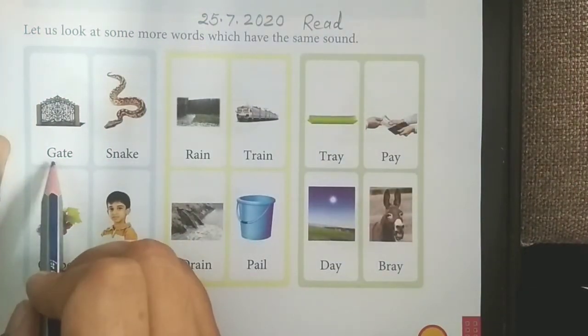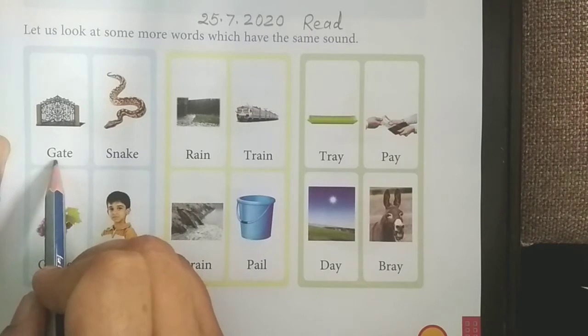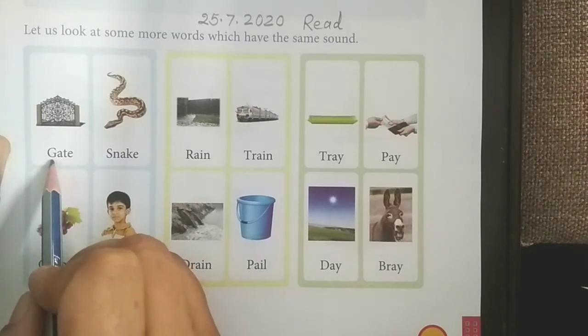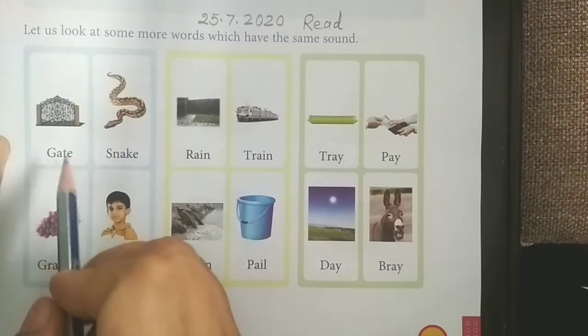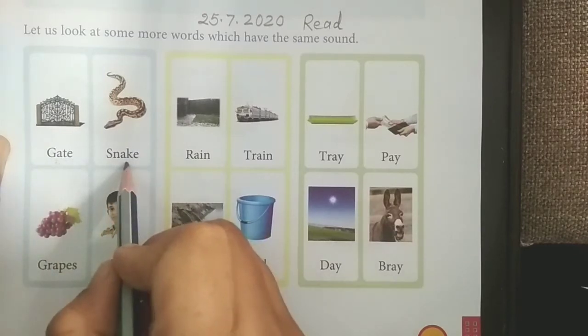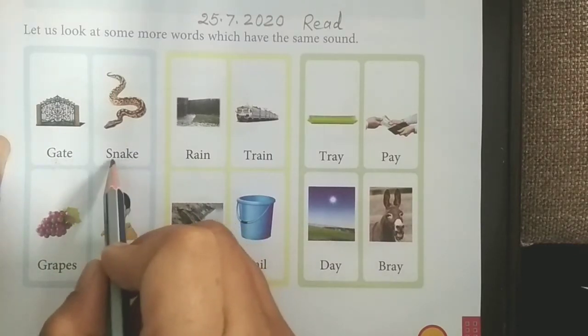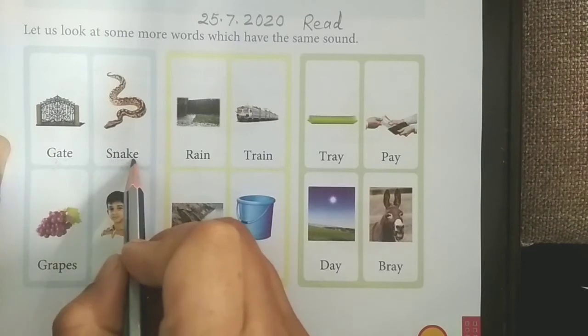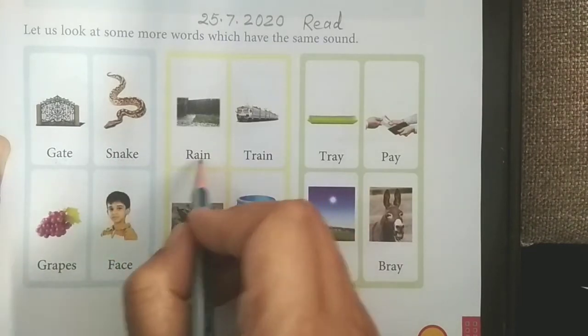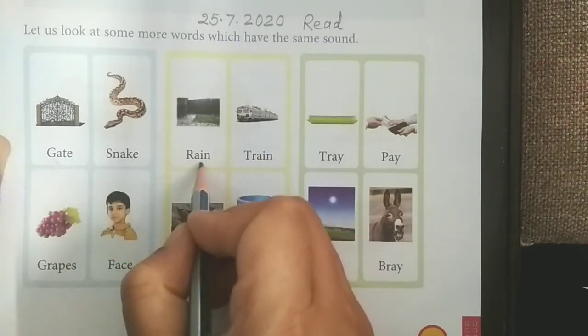Now the first word is gate. Here it's a magic word. G-A-T-E. Right? Snake. Again, it's a magic word. Snake. See, the next word, rain.